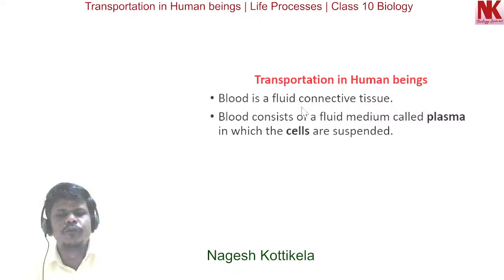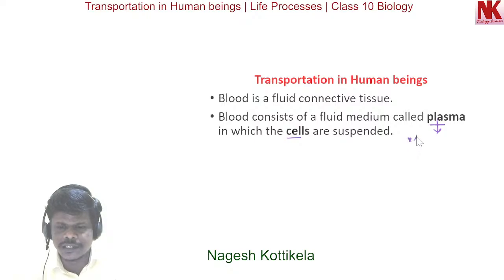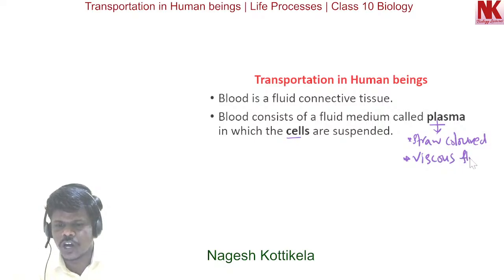Blood is a fluid connective tissue. It consists of a fluid medium called plasma, in which the cells are suspended. This plasma is a straw colored, viscous fluid, and it is about 55% of blood.